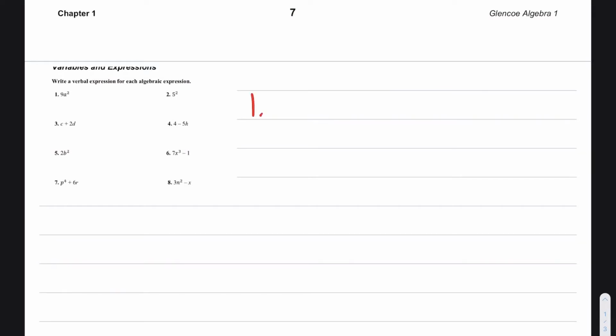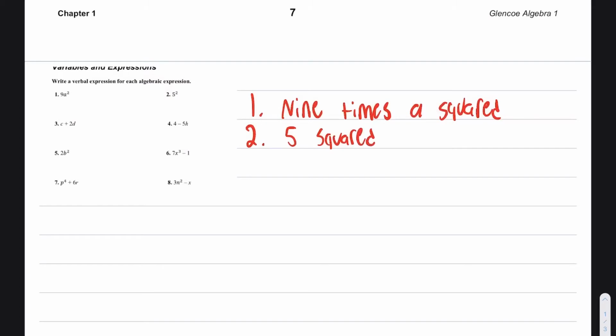For number 1, it has 9a squared. So that would mean that we have 9 times a squared. Number 2 just says 5 squared. We're going to turn 5 squared into the words. So that'd be 5 squared. Number 3.